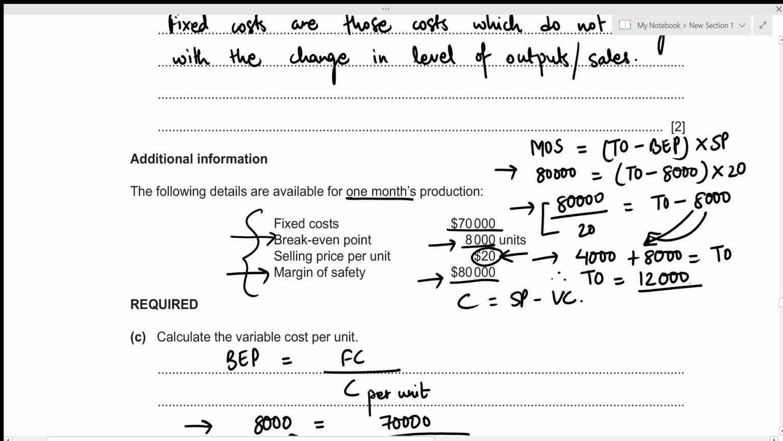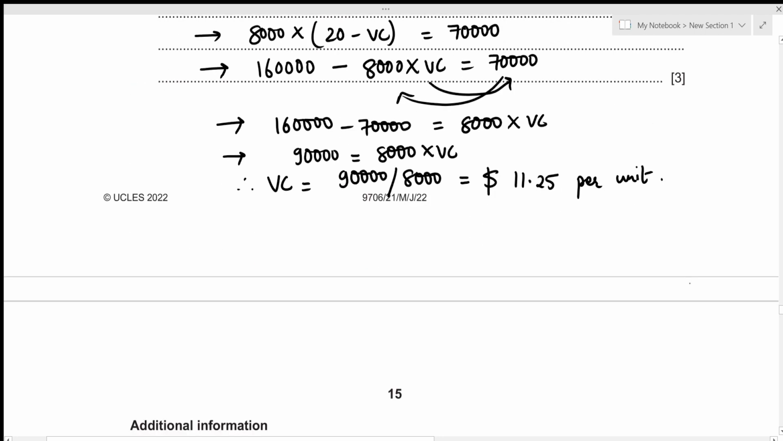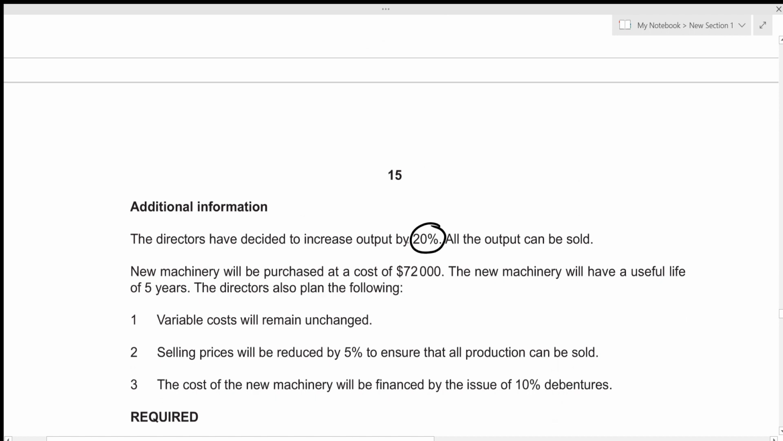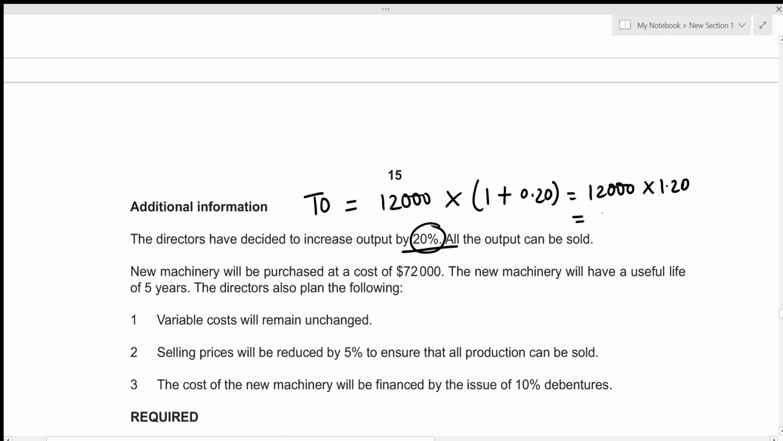So this is the total output, and now we are trying to increase it by 20%. So let's figure out the total output in this case. So we have our previous total output of 12,000, and now we have to increase it by 20%. So that's just 1. Since we are increasing, we need to add the 20%, which we can write down as 0.20. So that's 12,000 times 1.20, which results in our new total output to be 14,400.